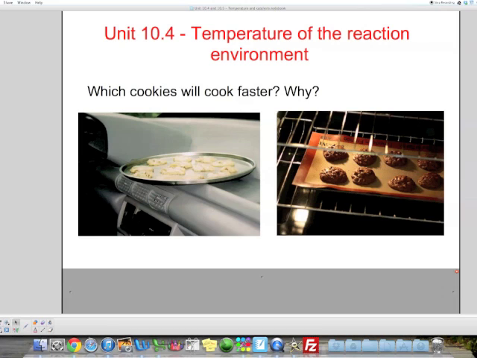All right, so let's talk about Unit 10.4. We're going to finish off Chapter 10 today. So, we're going to talk now about which factor? Well, if you know how to read, temperature.